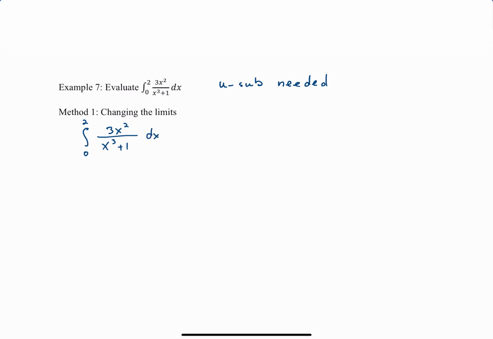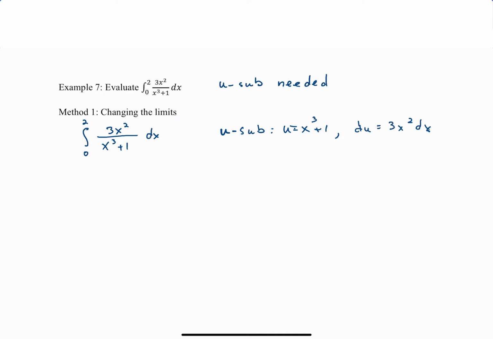And the u-sub we need is to let u be x cubed plus 1, and then du will be 3x squared dx, because du dx would be 3x squared. Now, if we're going to use a different variable, that's going to affect the limits of integration.